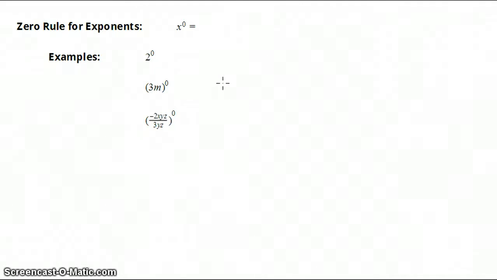In order to understand why this rule works, we're going to drop down here for a second and take a look at an example related to the quotient rule. We had the quotient rule before that said that anytime you have a fraction, we'll just use an example here. Let's say I've got x to the m over x to the m.